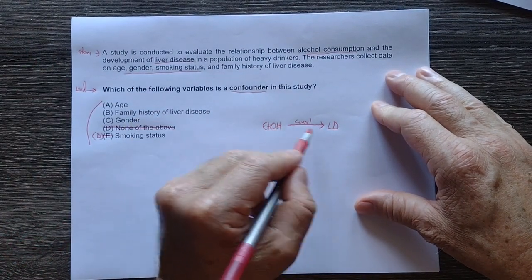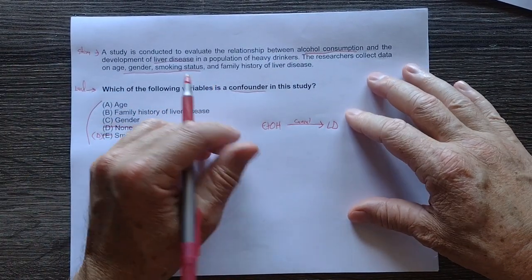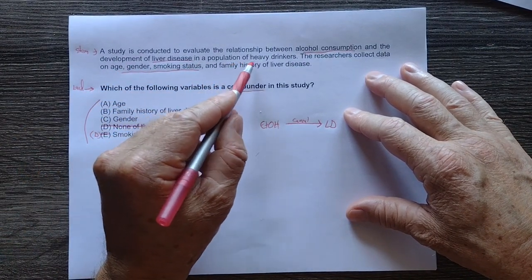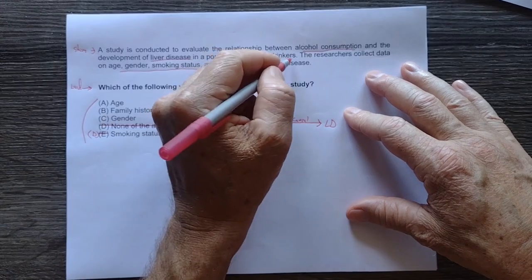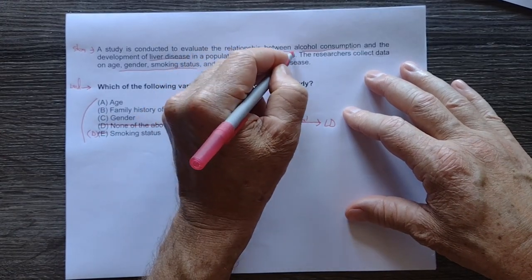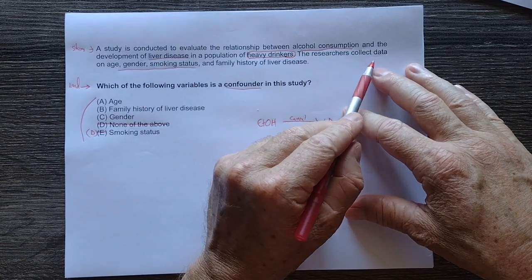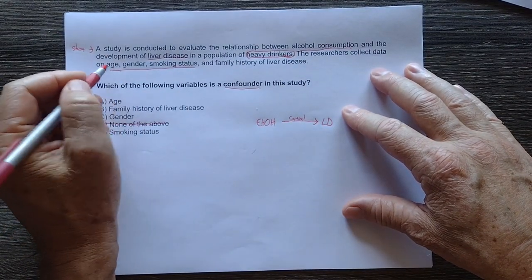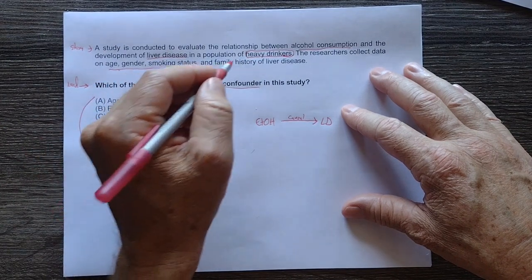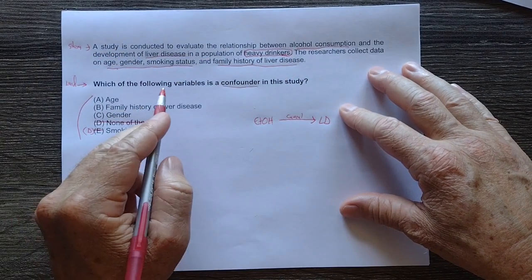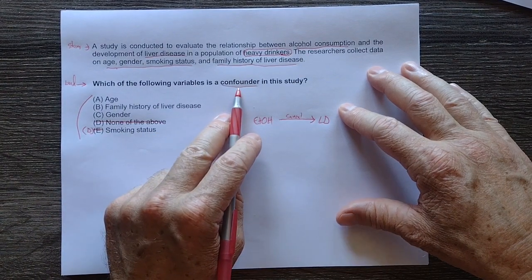We know that there definitely is an association there, right? Alcohol and the development of liver disease in a population of heavy drinkers. So that is a big issue. All right. The researchers collect data on age, gender, smoking status, and family history of liver disease. Which of the following variables is a confounder?